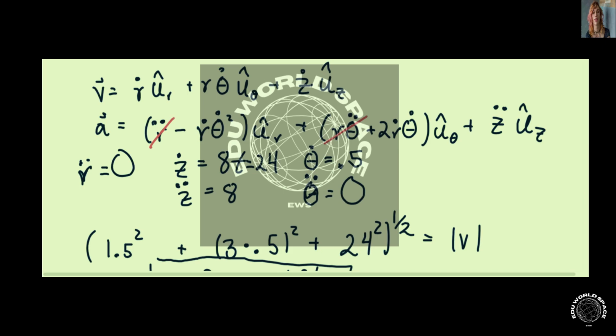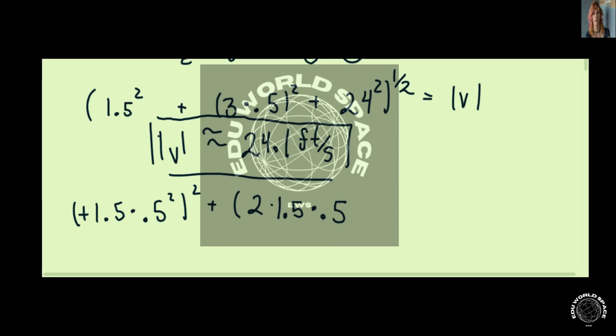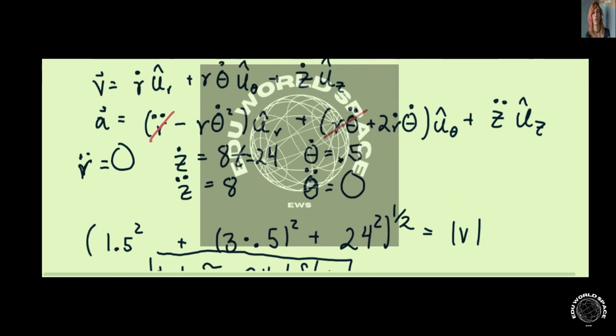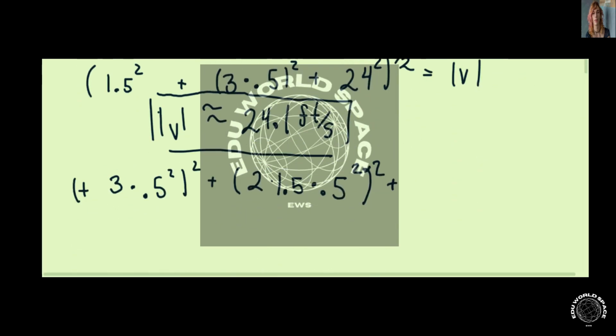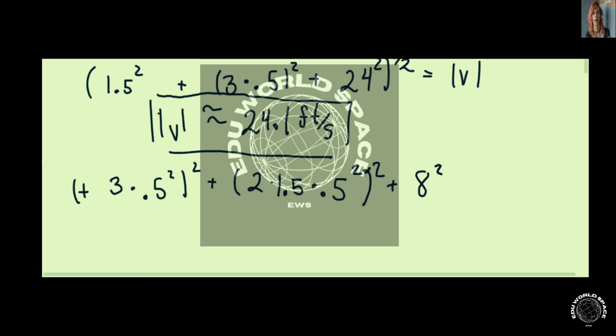or excuse me, this r dot should just be a regular r. So this shouldn't be 1.5 here. This should be 3 there, and this 0.5 is squared again. Then all of that squared again. Excuse me. Plus z double dot, which is 8 squared. And all of that square rooted, and this will give us the magnitude of our acceleration.